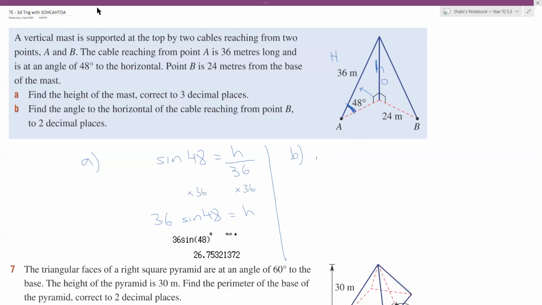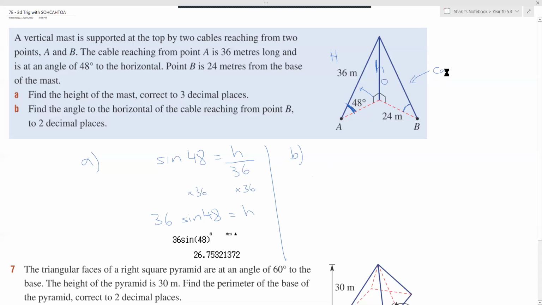Now, part B, it's saying find the angle to the horizontal of the cable. So they're clearly talking about this one, because that is the cable. Remember, that is the cable that is holding up the mast. That's the cable, and the horizontal will be there. So that's the cable and the horizontal, and therefore that's what we're talking about. They want us to find theta. Find the angle to the horizontal of the cable reaching from point B to 2 decimal places. From point B. Again, that just verifies that we're talking about the right angle there.